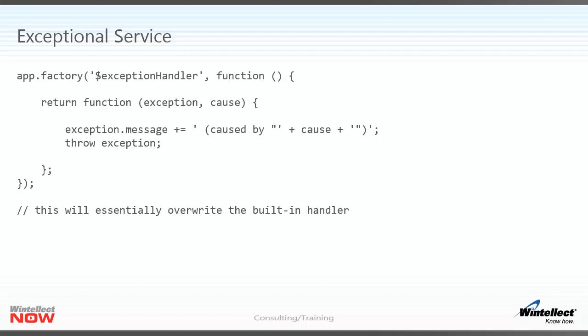Here we're using the factory method because the factory is returning a function, and the signature for the service takes an exception and a cause for that exception, and then you basically do with it whatever you want. So in this case, it's adding to the message to show the cause and then throwing the exception instead of logging it into the console. So this would convert it from a soft error to a hard error that's thrown.